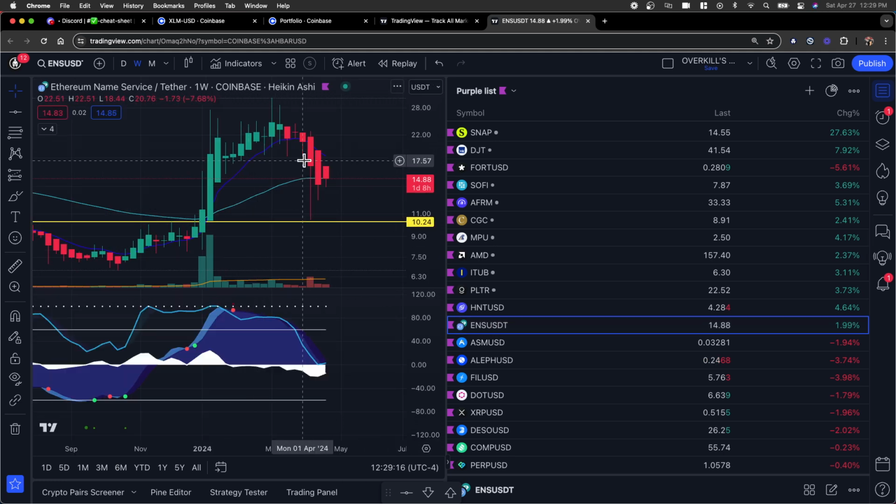Okay, here's ENS. This looks good. This is an Ethereum name here, sitting right on the 50. I'd be a buyer this week with the stochastic down here. I'd go 5% now, 5% on the next green dot. Okay, and that's how you could play that.